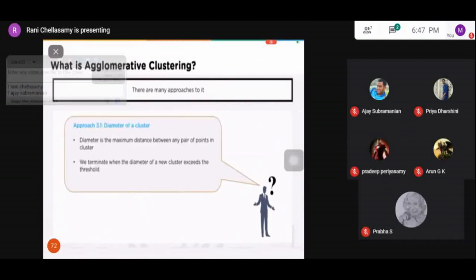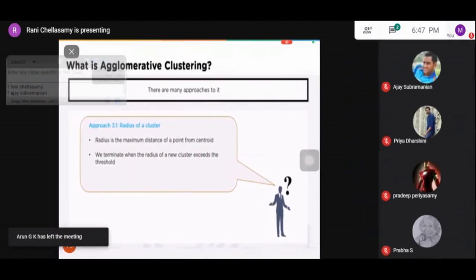The next approach is finding the diameter of the cluster. Diameter is the maximum distance between any pair of points in the cluster. We terminate when the diameter of the new cluster exceeds the threshold. The next approach to stop the clustering is the radius of a cluster. Radius is the maximum distance of a point from the centroid, and we terminate when the radius of the new cluster exceeds the threshold.